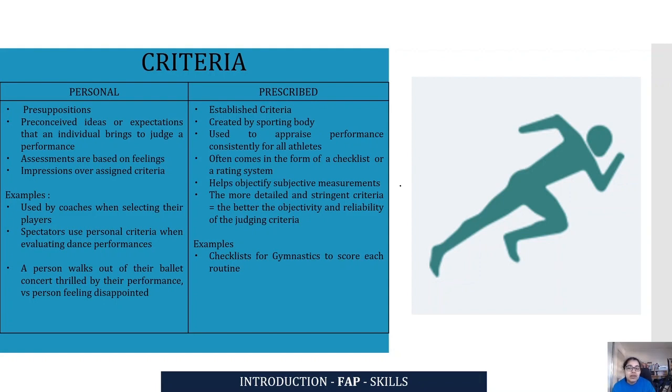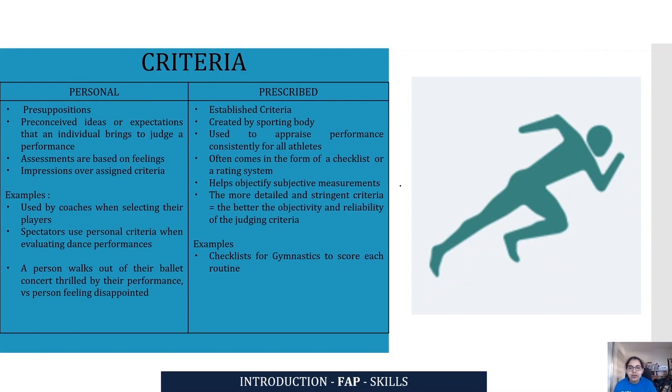So examples: it's used by coaches when selecting their players, right? Some coaches can be partial to some players more than others. And spectators use personal criteria when evaluating dance performances. Some people may like a certain song and how the performers dance to it, in comparison to someone not liking the song and as a result not liking the performers either. So for example, a person walks out of their ballet concert thrilled with their performance versus a person feeling disappointed.